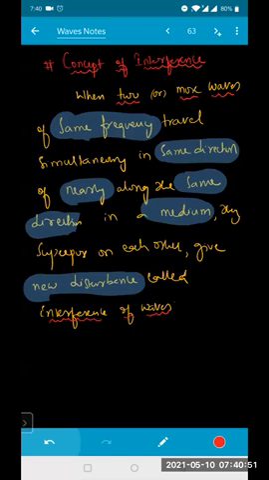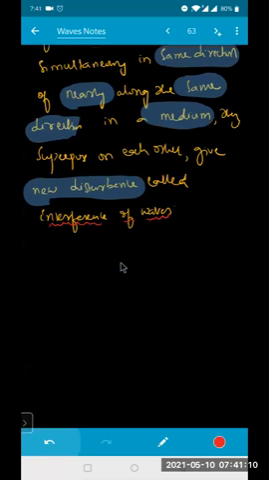So what I mean to say here is, whenever more than two waves are produced and both of them are traveling with the same frequency along the same direction of a medium, they will superimpose to give a new wave, which is called the interference of waves. Is it clear for everyone?